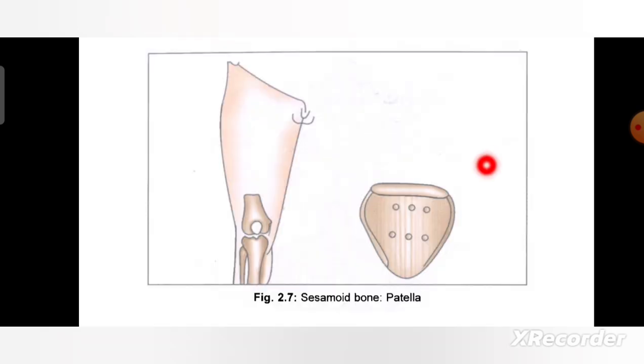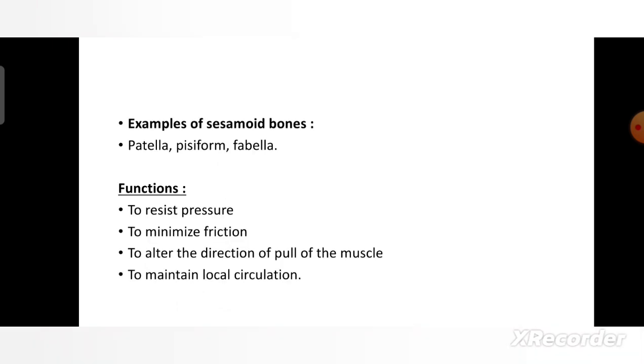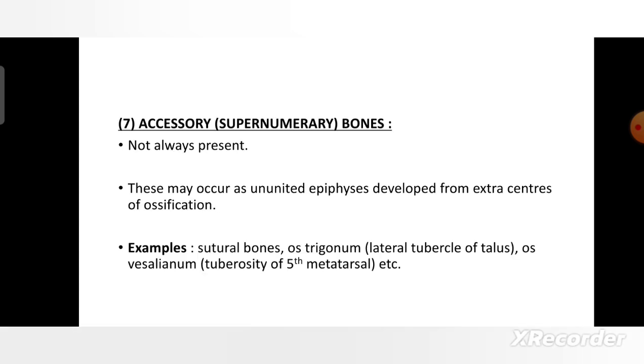This is an example of the sesamoid, that is patella, which is present in the knee joint. Next, examples of the sesamoid are patella, pisiform and fibula. Functions are to resist pressure, to minimize friction, to alter the direction of pull of the muscles, to maintain local circulation. Next, seventh is the accessory or supernumerary bones.